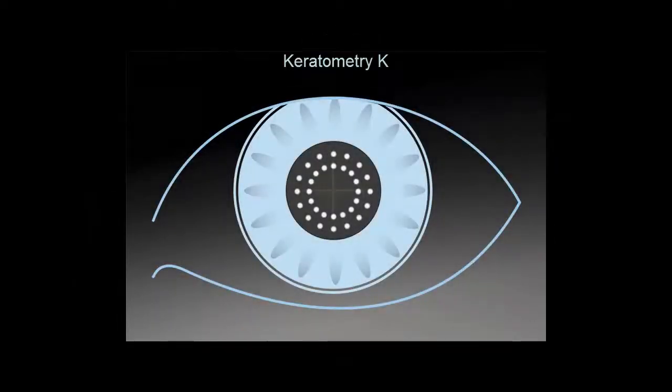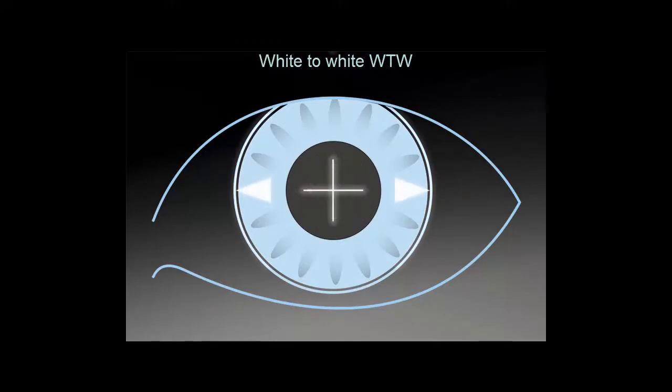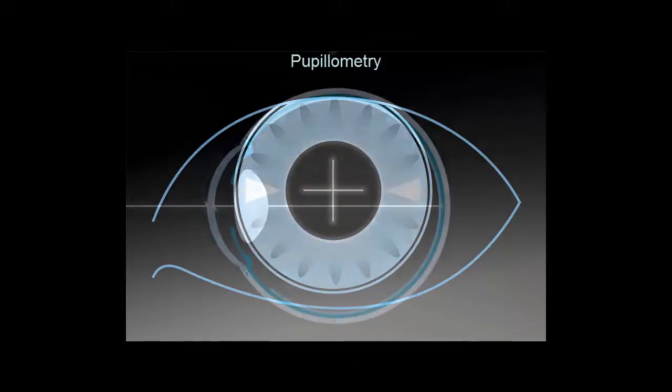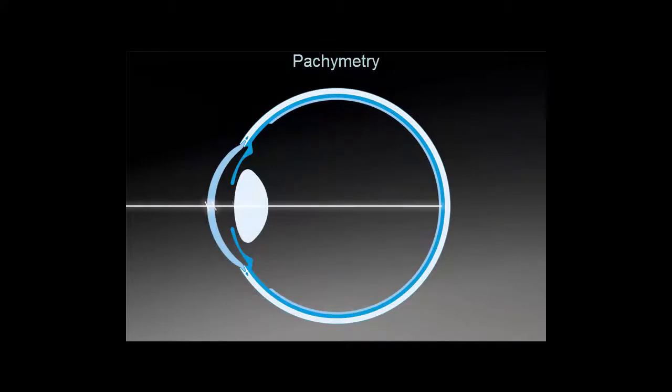LENSTAR is capable of measuring keratometry, white-to-white, pupillometry, pachymetry, anterior chamber depth, aqueous depth, lens thickness, and axial length measurements during the same session without the necessity of changing software parameters or devices.